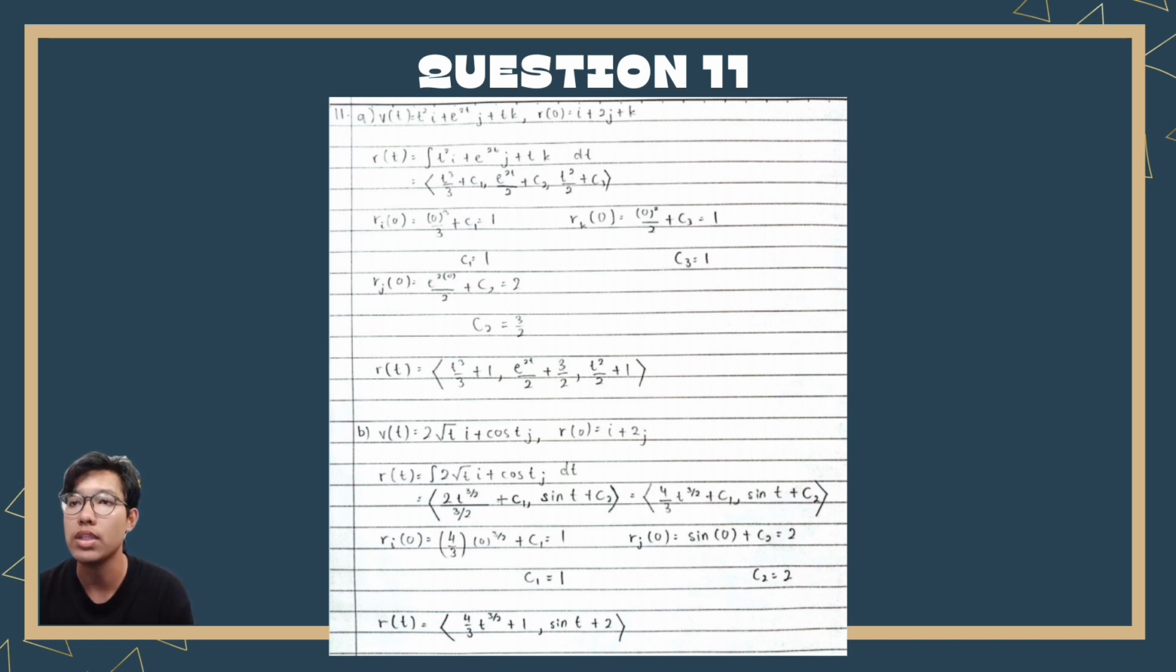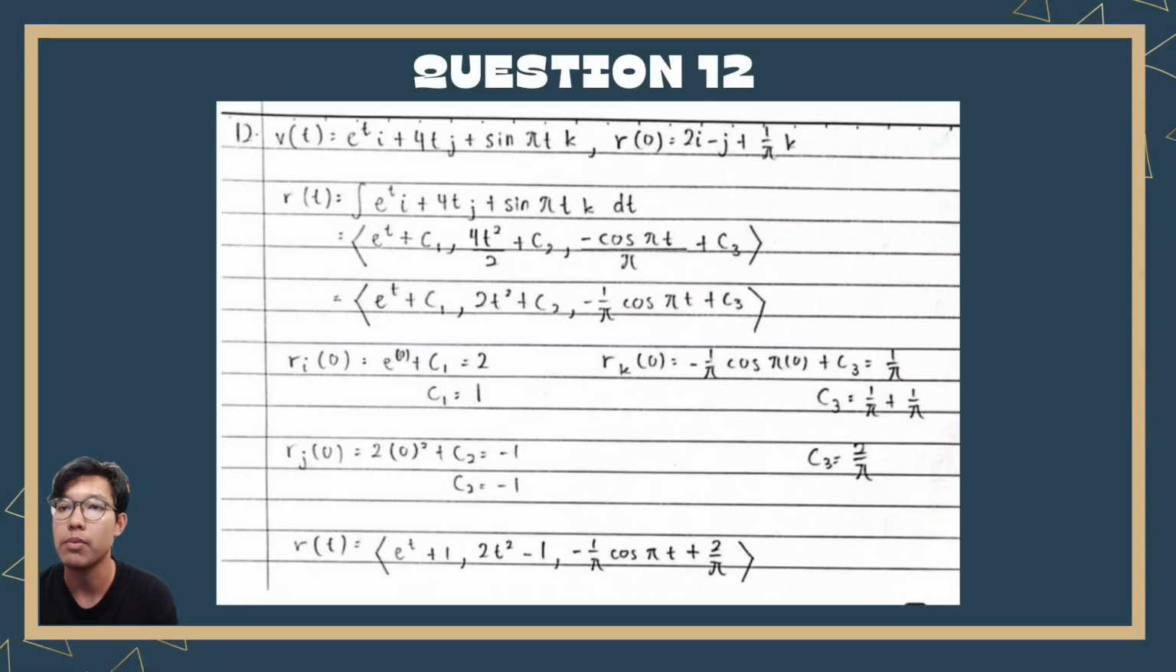For b, we will integrate v(t) and the answer will be 4 over 3 t to the power of 3 over 2 plus c1, sin t plus c2. After that, we need to compare the new value of r0 and the given value of r0. The final answer will be 4 over 3 t to the power of 3 over 2 plus 1, sin t plus 2.